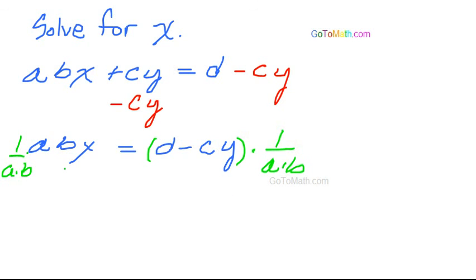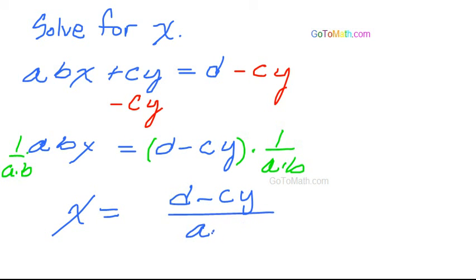Alright, so there we go. Those guys are going to cancel out. We're going to be left with x is equal to D minus CY over AB. How do you like that?